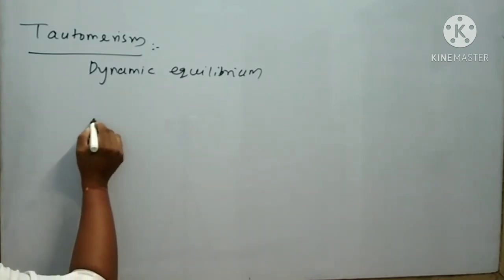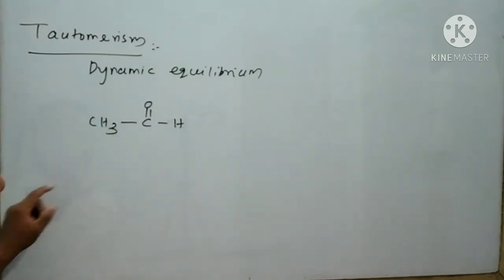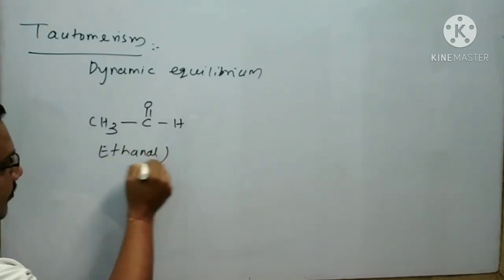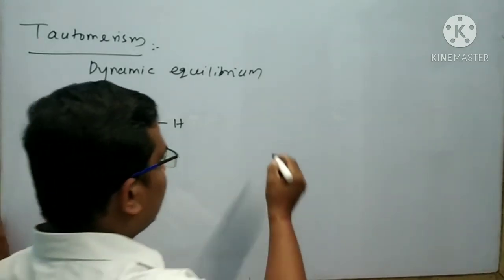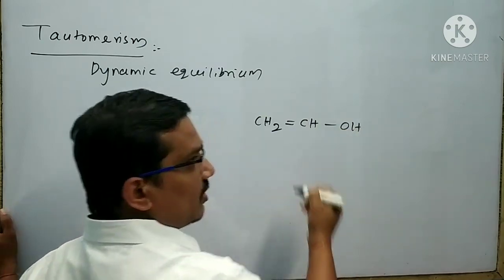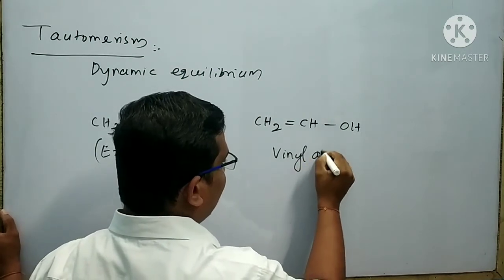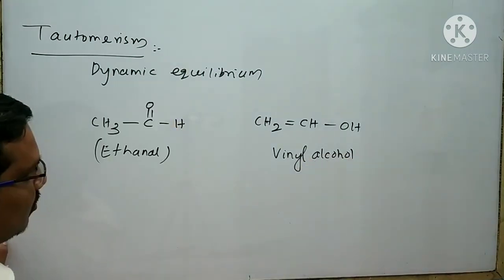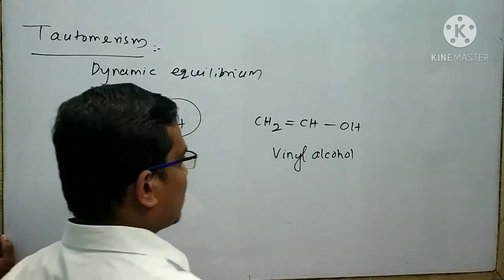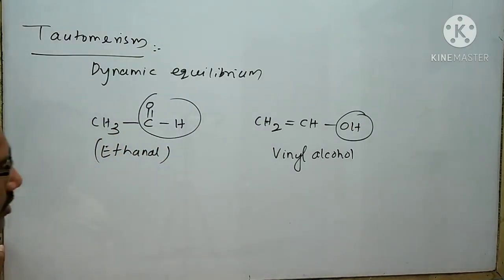Take an example: CH3-C=O-H. The name of this compound is ethanal. Take another compound: CH2=CH-OH. The name of this organic compound is vinyl alcohol. Look at that. Here the functional group is aldehyde. Here the functional group is OH. Here also a double bond is present.